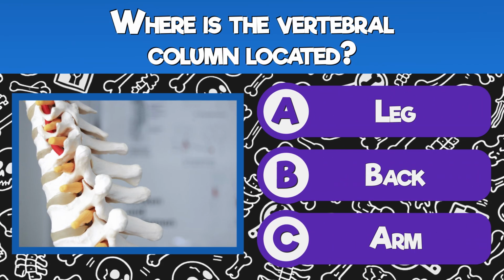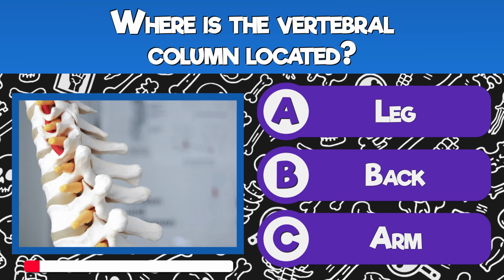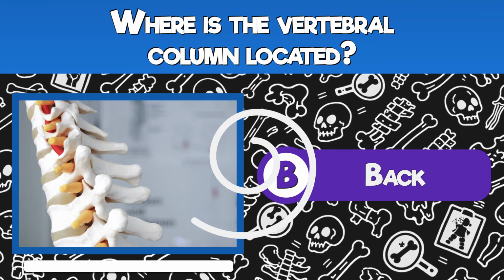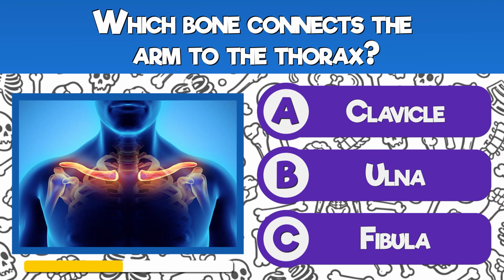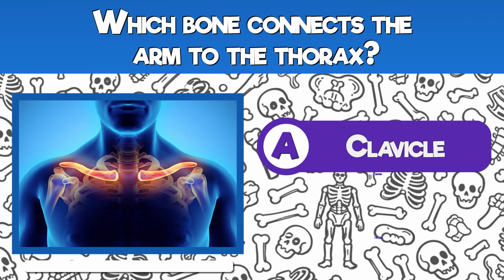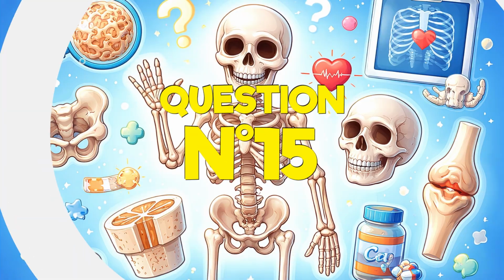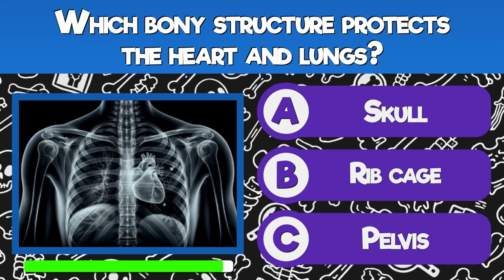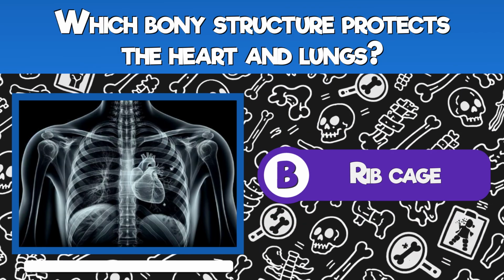Where is the vertebral column located? In the back. Which bone connects the arm to the thorax? The clavicle. Which bony structure protects the heart and lungs? The rib cage.